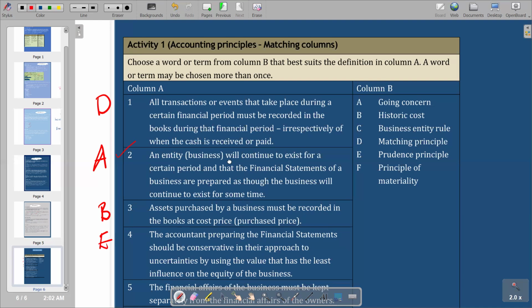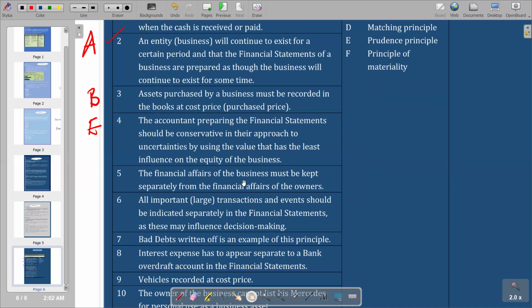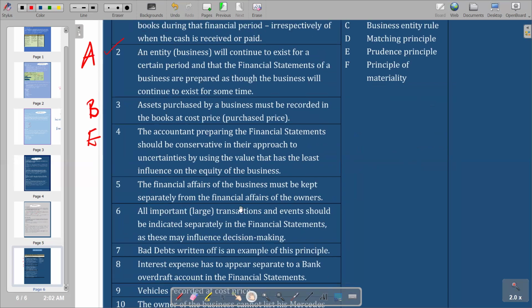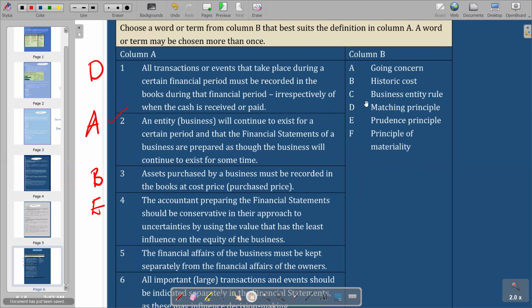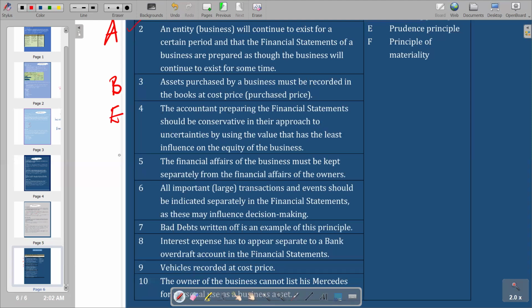Then we go to the next one, which is 5, which says the financial affairs of the business must be kept separate from the financial affairs of the owner. We have identified this as the business entity principle, and we are using business entity, which is C. So we have C as the correct response. Number 6, all important or large transaction events should be indicated separately. We have identified this as the principle of materiality, which is F. So we can just indicate F. At 7, bad debts written off is an example of this principle. We explained bad debts when we were explaining prudence. We put prudence at E. So we can just indicate E for number 7.